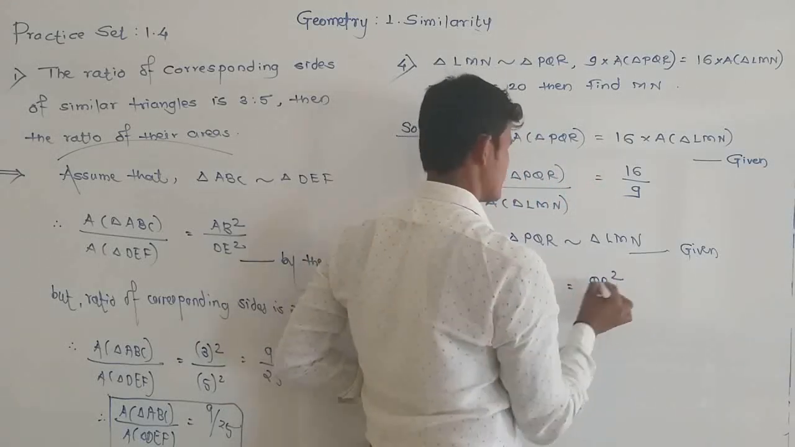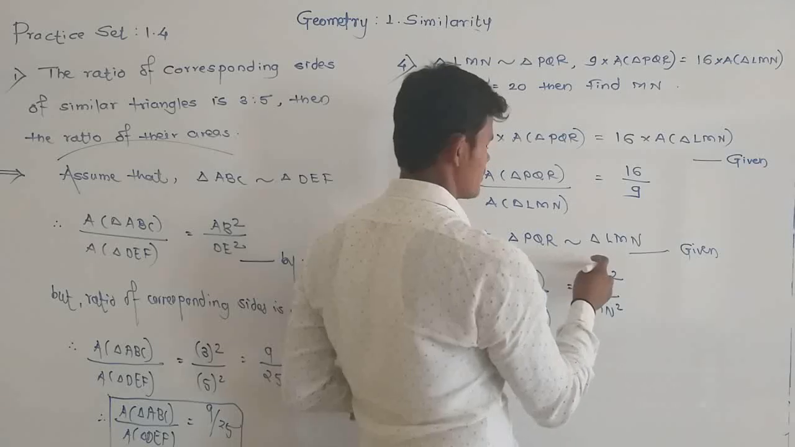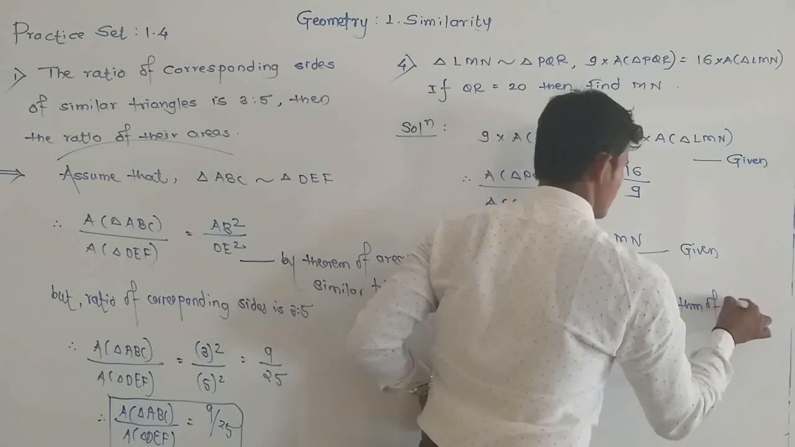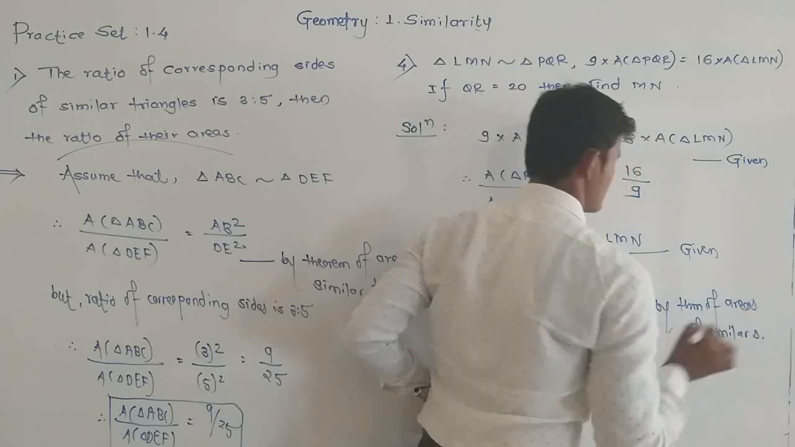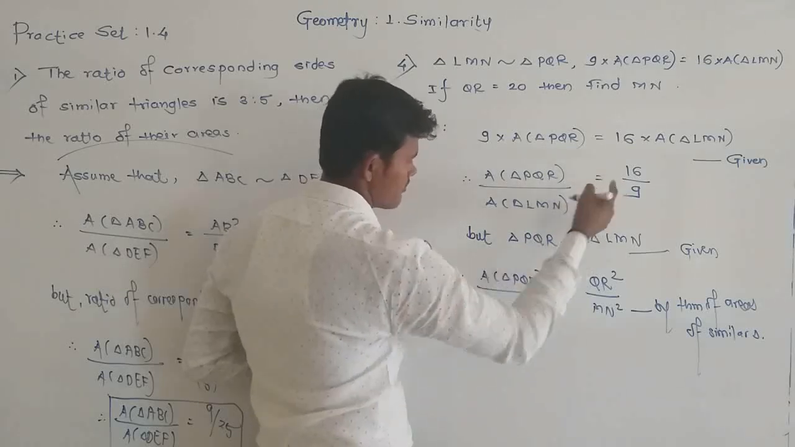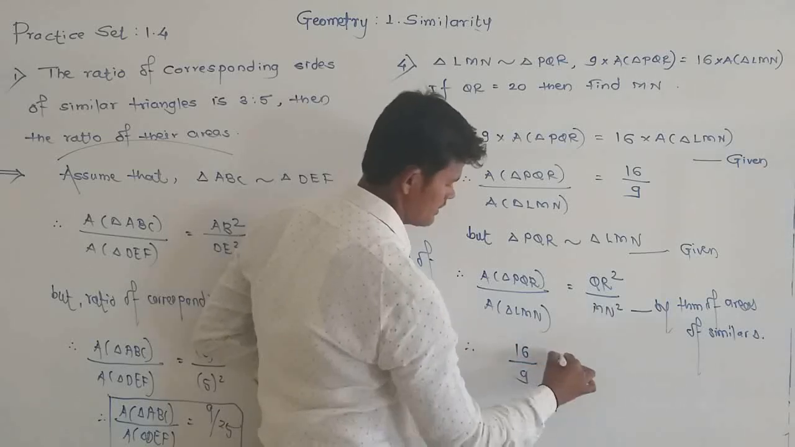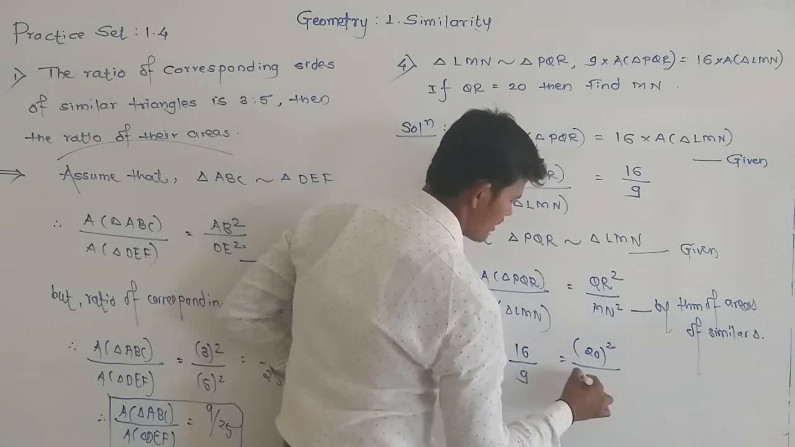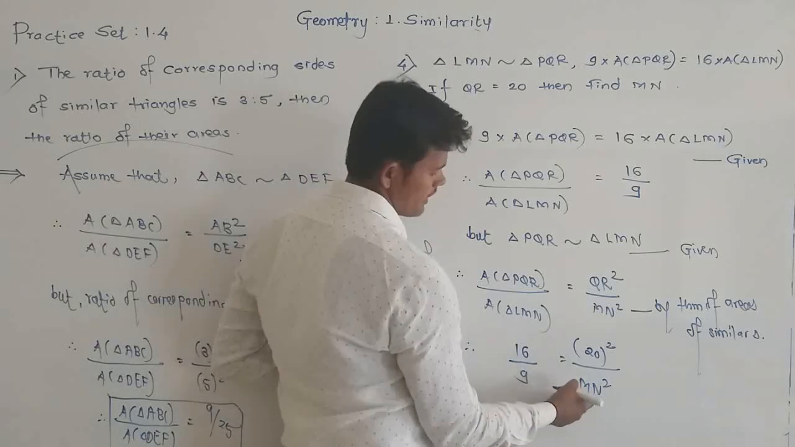Consider only what is required. QR is given, and we have to find MN. That's why we are considering the ratio of QR square upon MN square. So by the theorem of areas of similar triangles, we already know the ratio of areas of the triangles is 16 upon 9. So area of triangle PQR to area of triangle LMN is 16 upon 9. Length of QR is 20, so 20 square divided by MN square, because we have to find the length of MN.